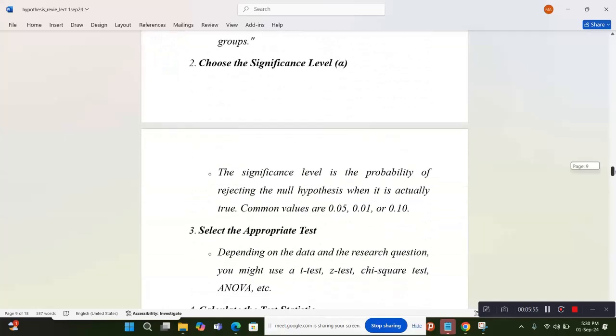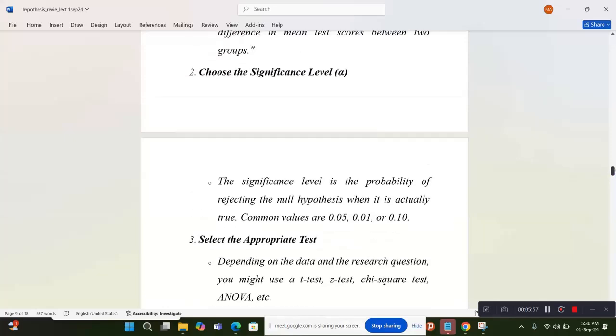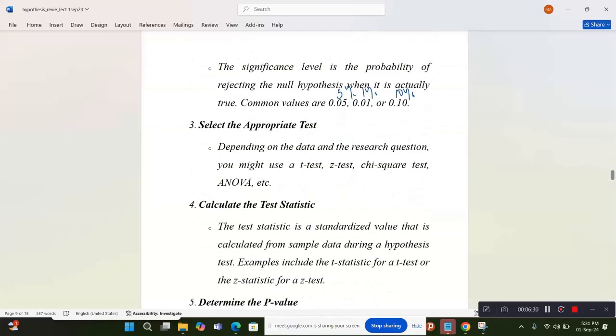Then the next step is to choose the significance level. The significance level is the probability of rejecting the null hypothesis when it is actually true. The common values are 0.05, 0.01 and 0.1. This is the 5%, this is the 1%, and this is the 10% significance level. Then select the appropriate test.